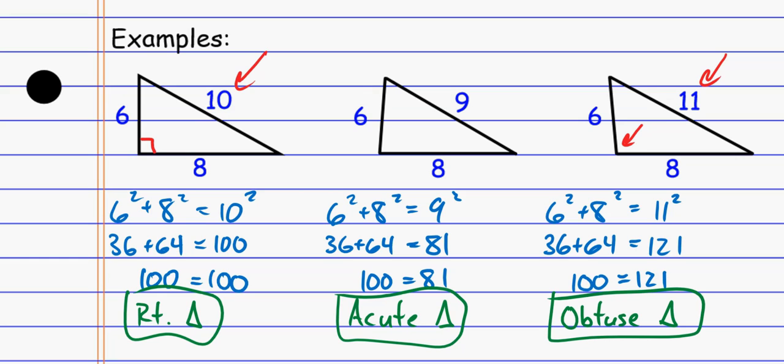But that's the effect that this has. So not only can we decide if it's a right triangle, but we can actually classify the triangle as a right triangle, an acute triangle, or an obtuse triangle based on that hypotenuse side. If it equals that hypotenuse side, then it's right. But if the hypotenuse side is too small, it's acute. If the hypotenuse side is too big, it's obtuse.